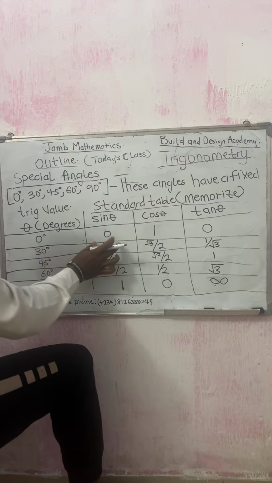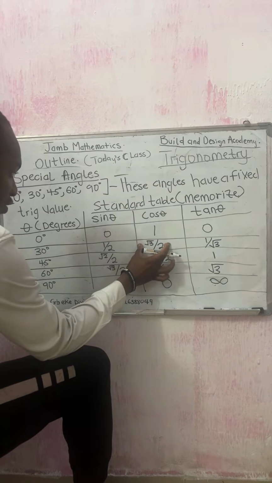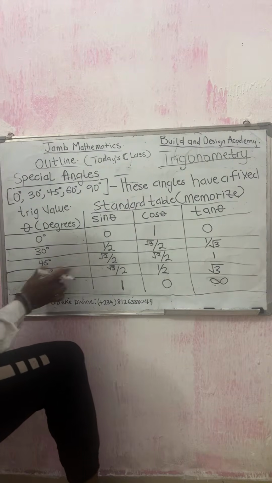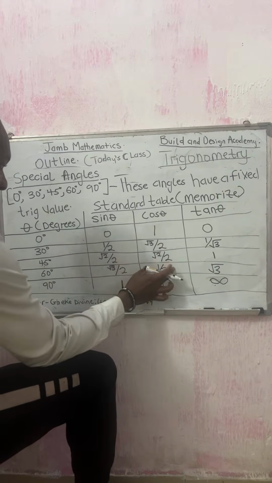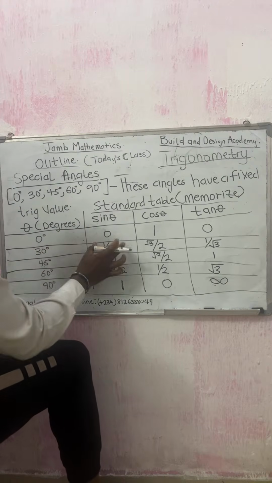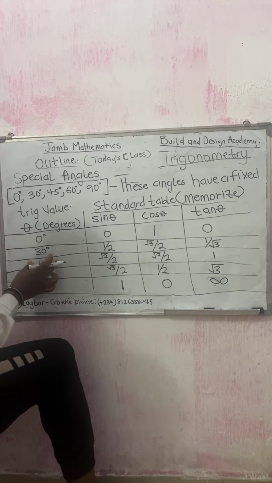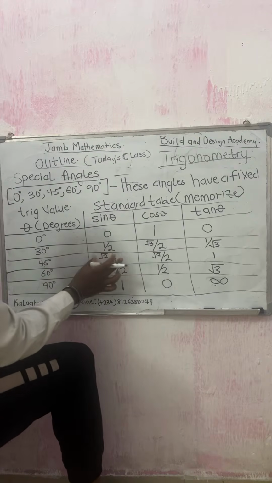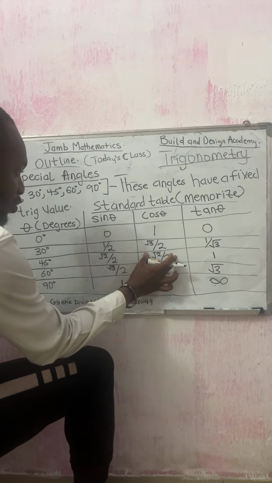Same thing with sine 30 degree. Sine 30 degree is what? Half. Cos 30 degree is what? Root 3 over 2. Now, when you come to sine 60 degree, you are having root 3 over 2, and when you come to cos 60 degree, you are having half. So if you have this 30 degree, you simply change it to get cos. Now, sine 45 is the same on both sides. Cos 45 is still the same, root 2 over 2. Same thing here, root 2 over 2.